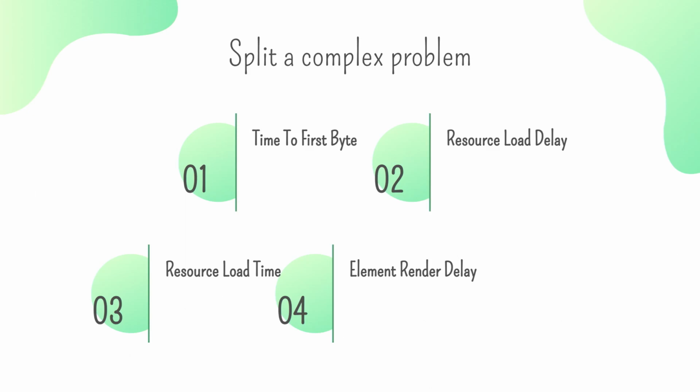This is the time between when the browser sends a request and retrieves the first byte of the initial HTML document. Second is the resource load delay. This is the time between when the browser begins to load the LCP resources. Third, resource load time. This is the time that the browser takes to load all the LCP resources. And finally, the last problem is element render delay, and this is the time that the browser takes to display the biggest image or block of text in the browser.